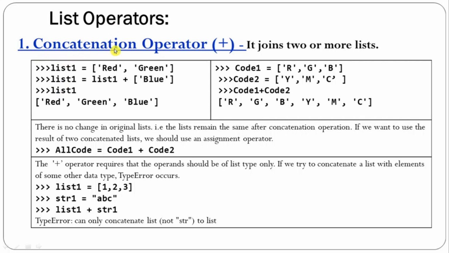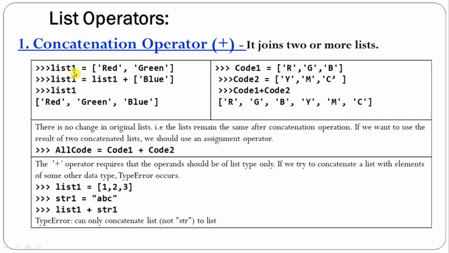The first operator is the concatenation operator plus. We know that plus is used to add two numbers. But when this plus operator is used with two lists, it yields a concatenated result. That is, it is used to join two or more lists. An example is given here.